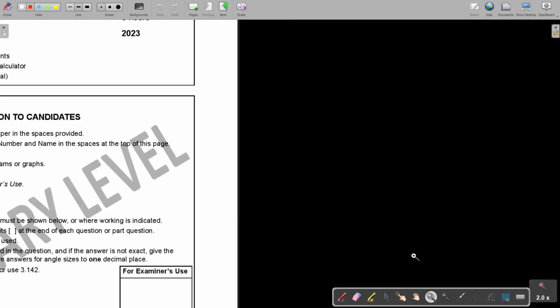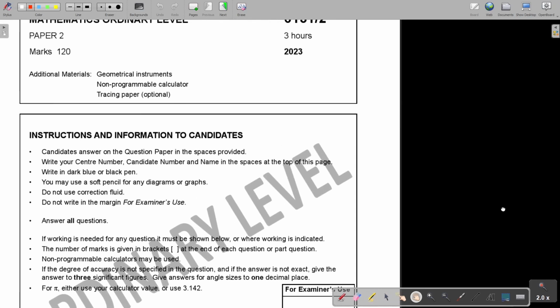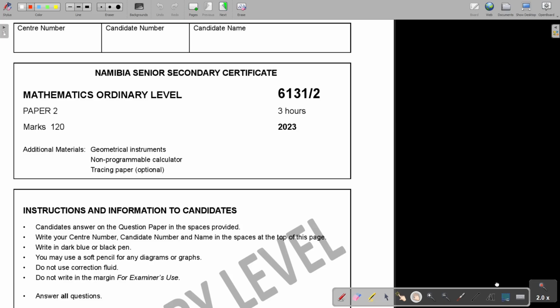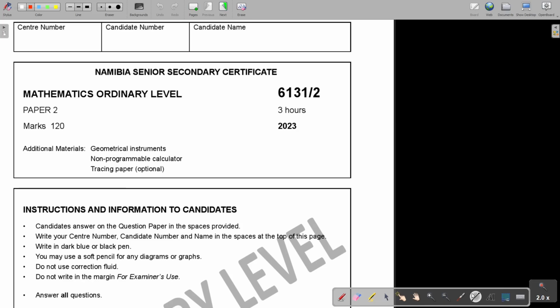Mathematics Ordinary Level, Paper 2, 2023, Part 1. Before we start with the question paper, always first go through the instructions. So, let's make it a bit bigger, then you can see better. So, I'm just going to put it like this first. Candidates answer on the question paper, very important.